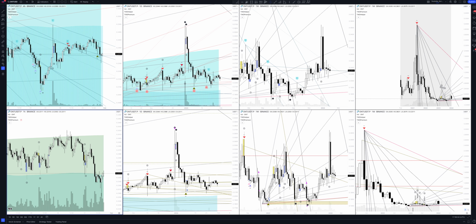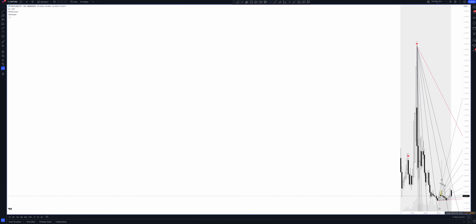Today we will take a look at Ontology cryptocurrency. Let's analyze the market situation and find out how you can make money on it. Let's start. We always start our analysis from the global market.